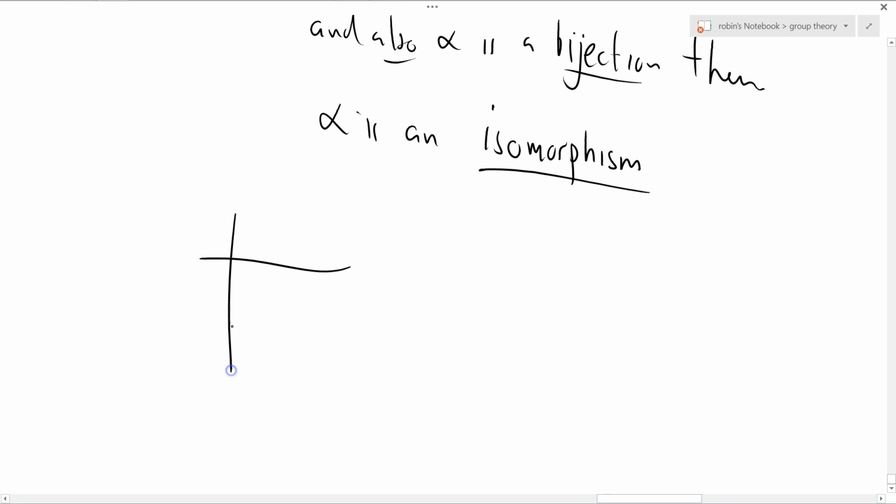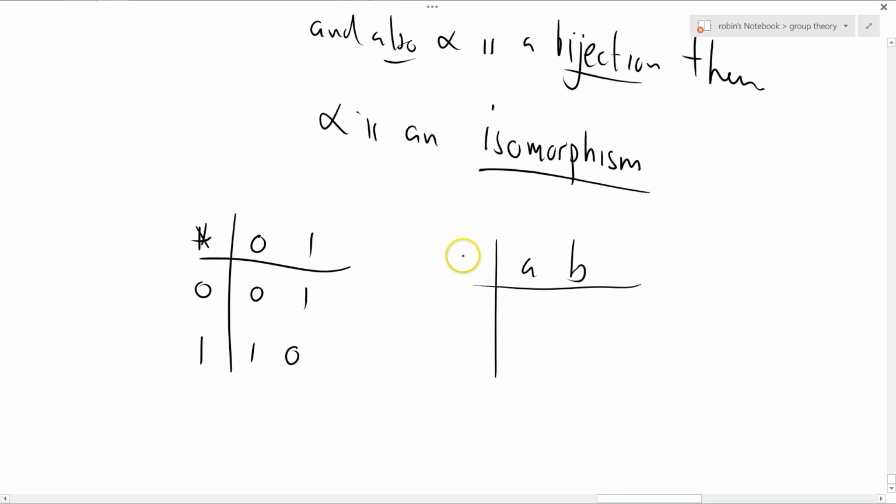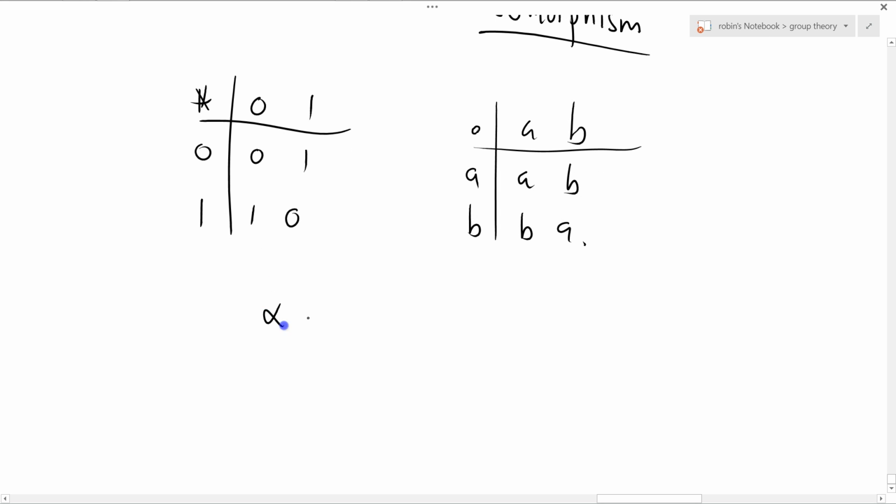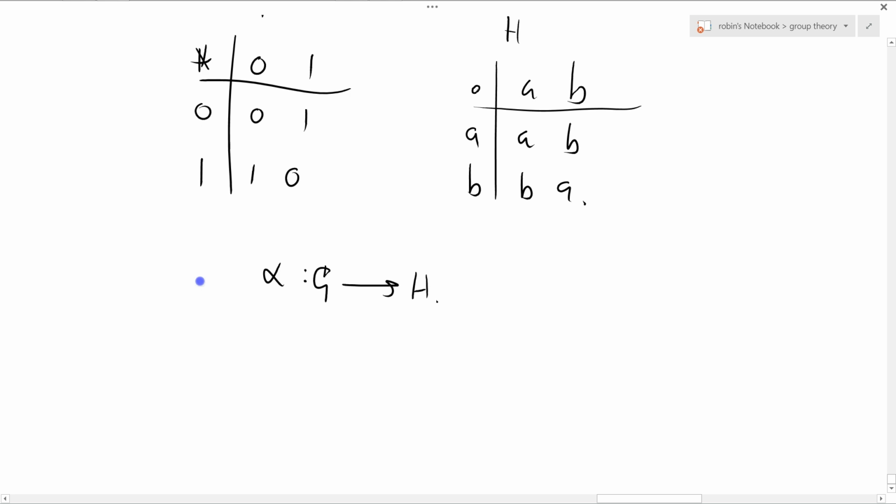Here's one: 0, 1, and there's my operation star. Of course, that's just addition modulo 2. And here's another one: A, B, with little circle operation, A, B, A, B, B, A. So alpha maps, this is group G and this is group H, maps G to H as follows. Alpha of 0 equals A and alpha of 1 equals B.